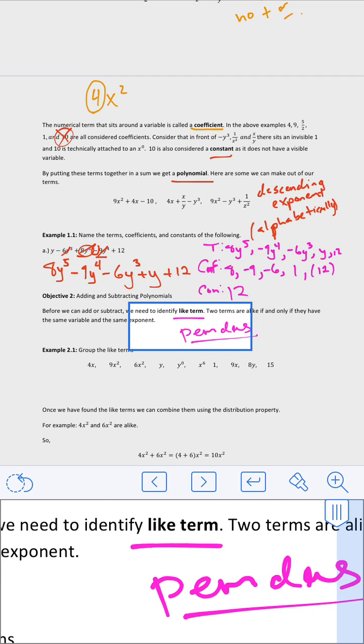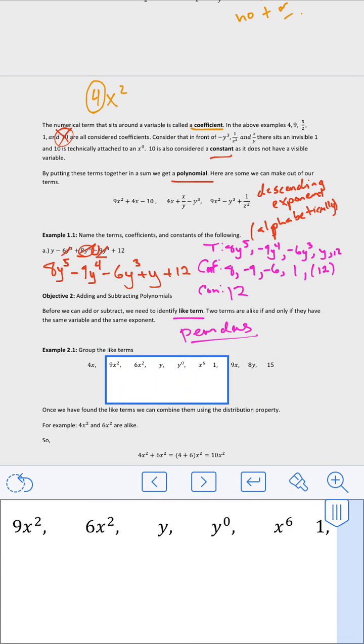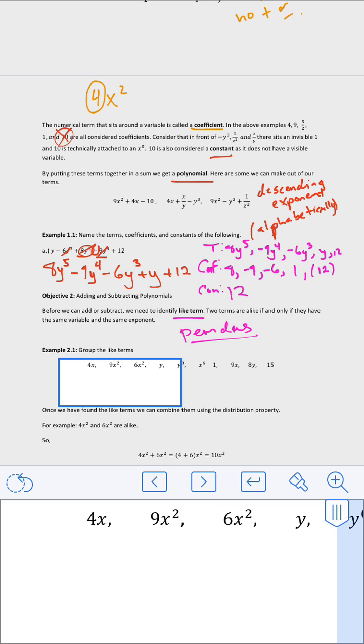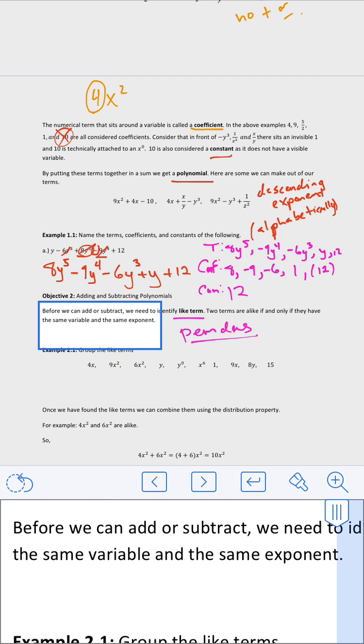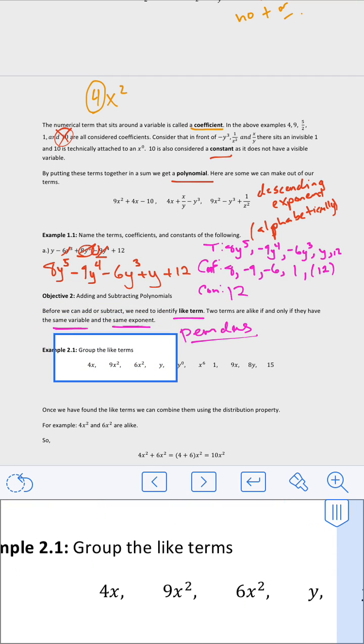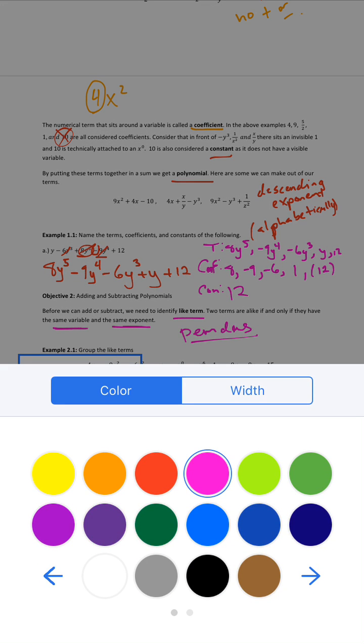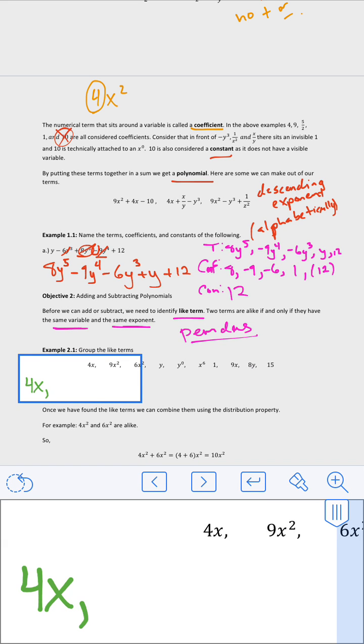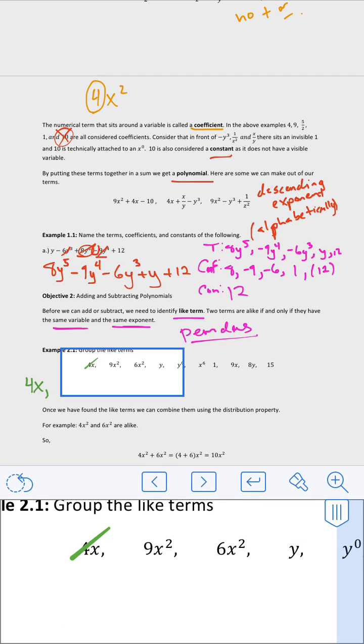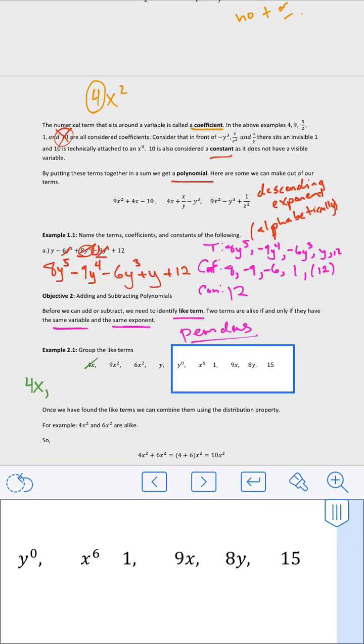So let's talk about what exactly is a like term, right? What are the things we can combine? I've got some terms down here, quite a few of them. Let's see if we can find some like terms. Now, like terms have the same variable or variables and the same exponent or exponents in the same order. Okay, so let's see if we can find some things that match up with this first term right here. So we've got 4x. Which one of these other terms would be a like term, meaning it has the same variable and the same exponent on that variable?